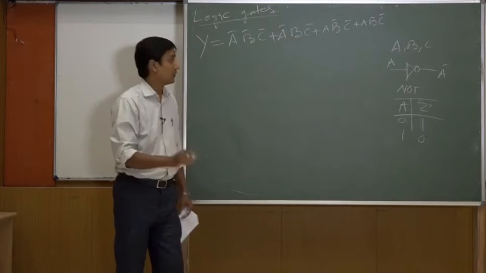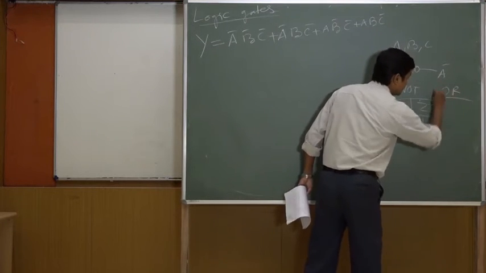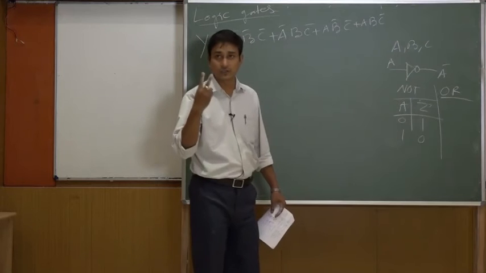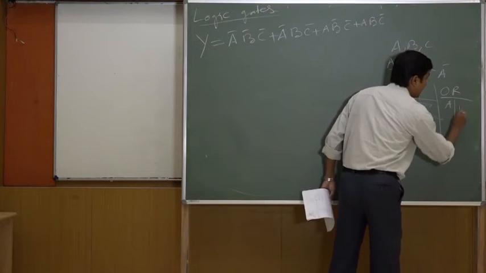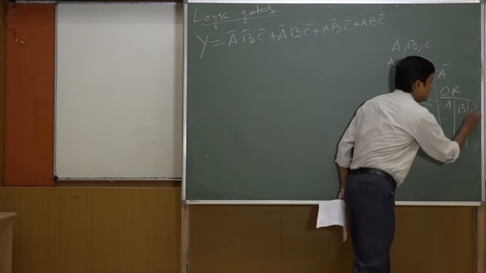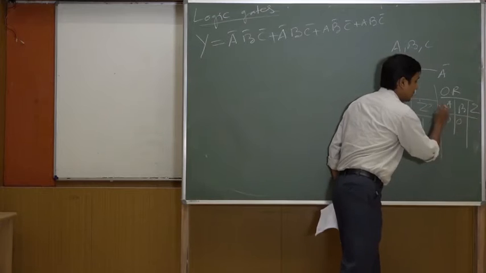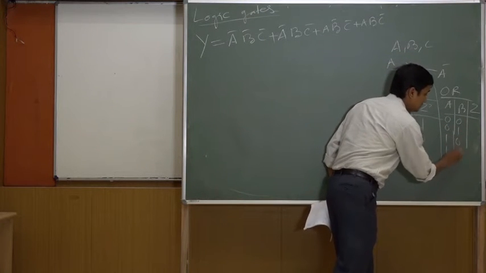Now, if I do the OR operation, in that case I need to use a gate with 2 inputs, say A and B are the 2 inputs at least. Z is the output there. What are the options for A and B? 0 0, 0 1, 1 0, 1 1.